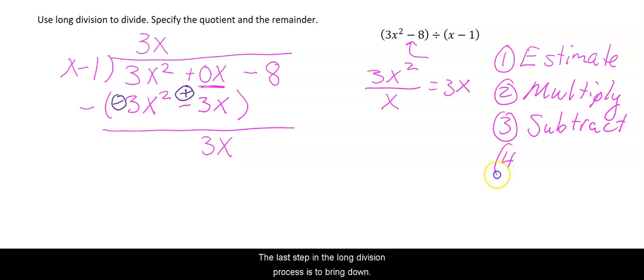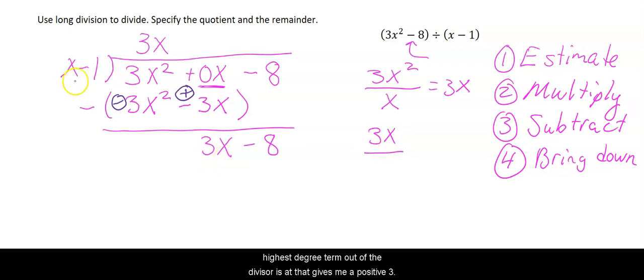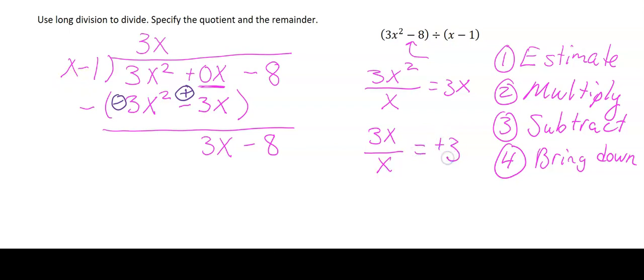The last step in the long division process is to bring down. I'll be bringing down all of the polynomial that's left each time. In this case, just the minus 8. Then we start over again with our estimate. Highest degree term out of the dividend is 3x, divided by highest degree term out of the divisor is x. That gives me a positive 3. That positive 3 belongs in the quotient with the plus in between the two terms.